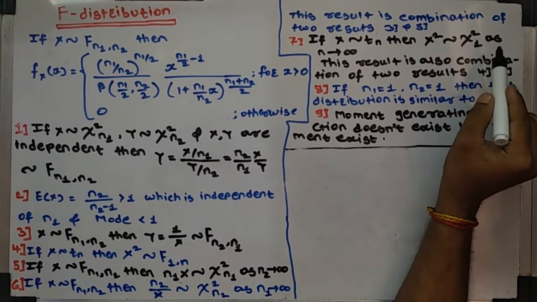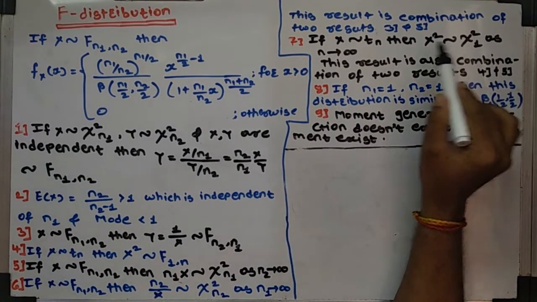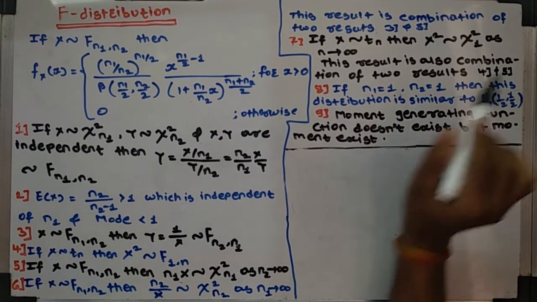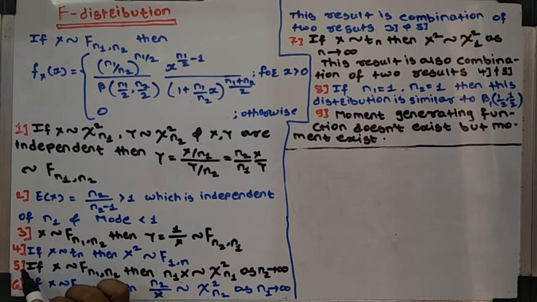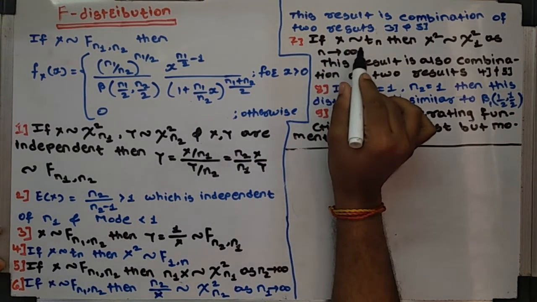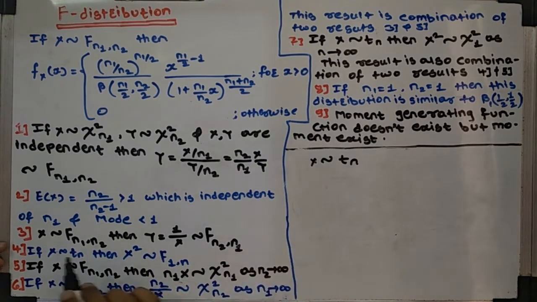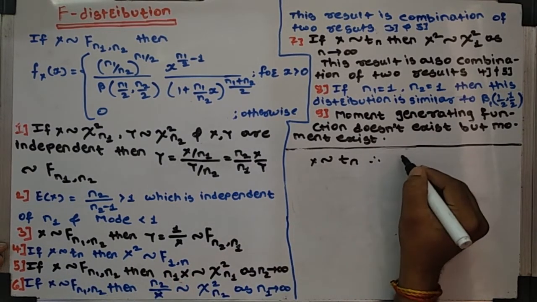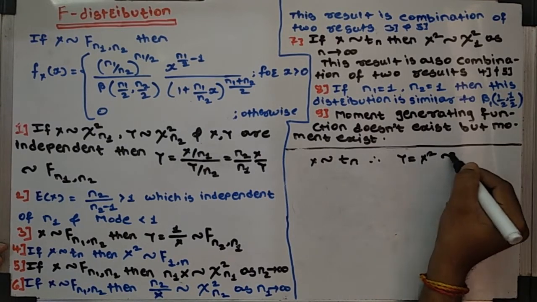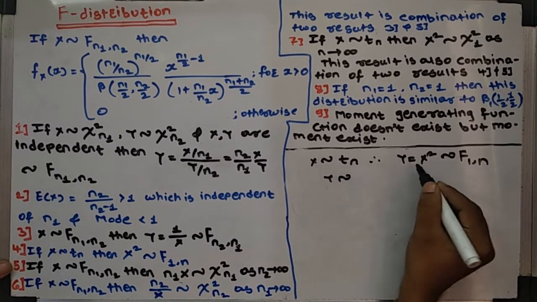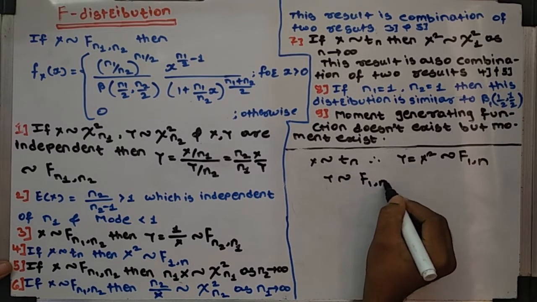square follows chi-square distribution with 1 degree of freedom as n tends to infinity. This result is also a combination of two results, result 4 and 5. Here result 4 is and result 5 is. For the seventh result, given that x follows t_n, so by the fourth result, y equal to x square follows F with 1, n by the fourth result. And then the fifth result says that x follows F with n1, n2, here y, that is y equal to x square follows F with 1, n.